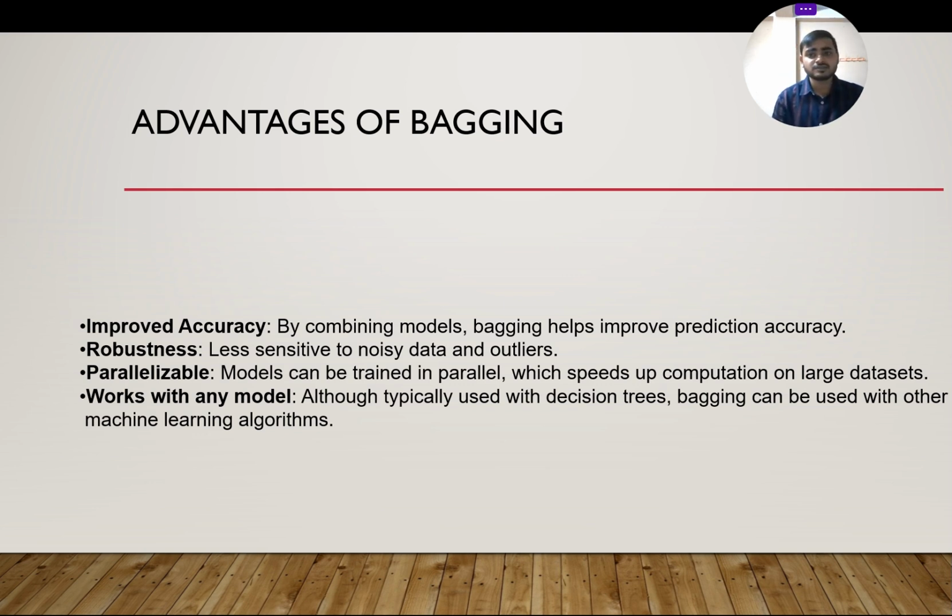And you can use any model, right? That's why it works with any model. Although typically used with decision trees, bagging can be used with other machine learning models. Typically it's used with decision trees. That's why random forest is very famous. If you use the decision tree for the models, we just create a different subset and use the decision tree for each and every subset. This scenario is called the random forest algorithm, which is very famous. That's why bagging is also famous for the random forest algorithm, right?